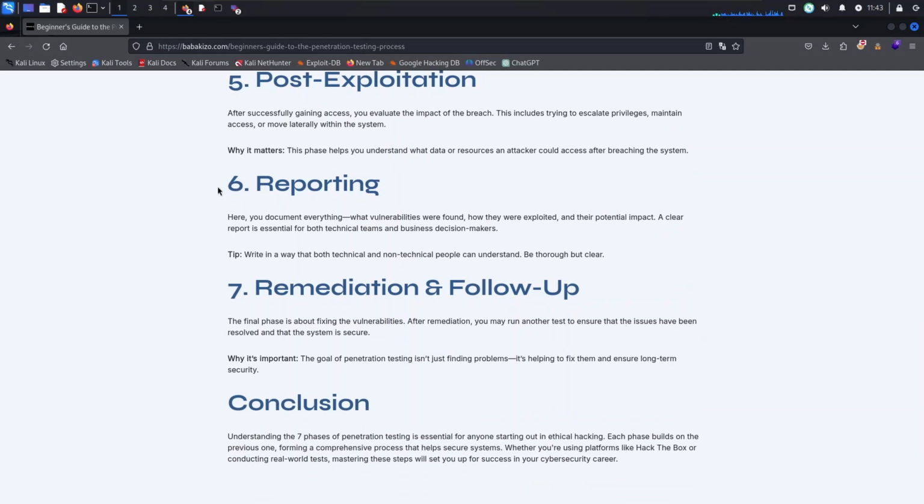Number six, the reporting phase. So yeah, you document everything, literally everything. What vulnerabilities were found, how they were exploited, and their potential impact. Everything needs to be documented and reported to the customer or the client. A clear report is essential for both technical teams and business decision makers. Tip: write in a way that both technical and non-technical people can understand.